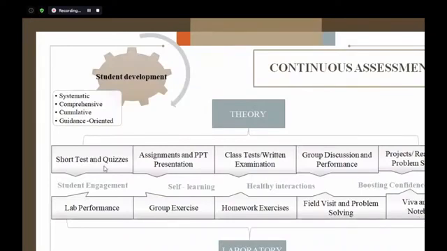We take short tests and quizzes, we give assignments and presentations, and they need to present in front of all of us, so the stage fear goes away. And then written tests, group discussions, and small real life field projects. In the case of labs and practical papers also, lab performances are continuously judged. So this is how we judge the students overall. Of course, there are end semester and mid semester exams, and a big portion considers continuous assessment.